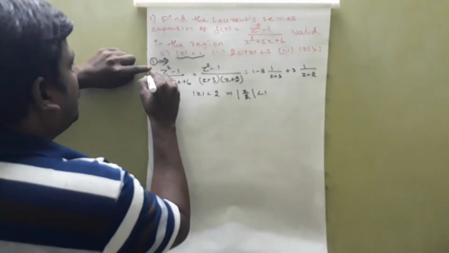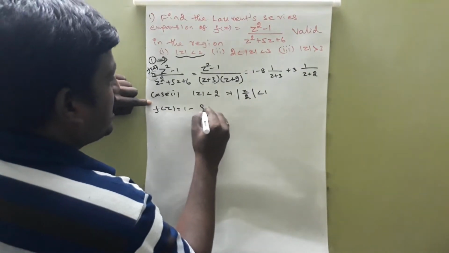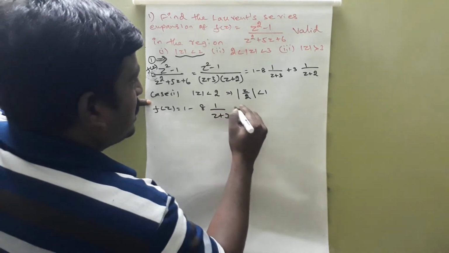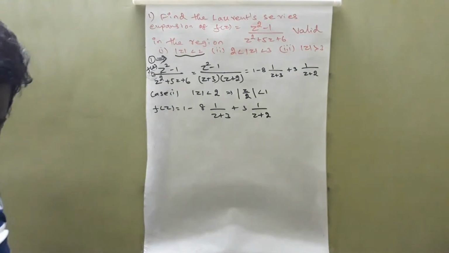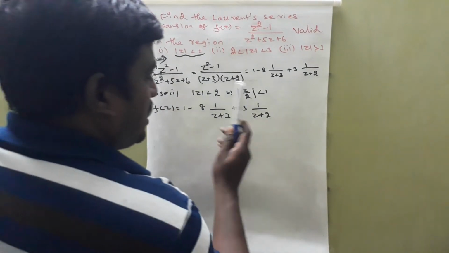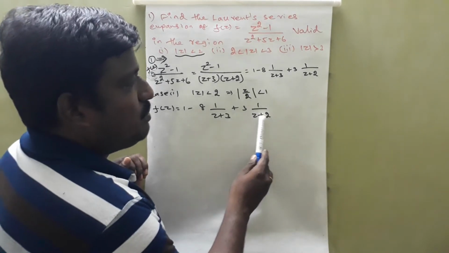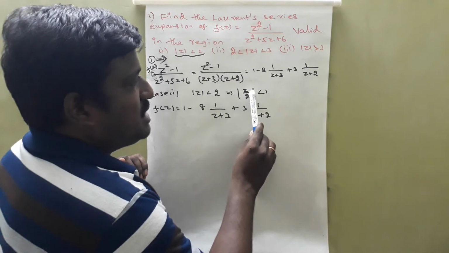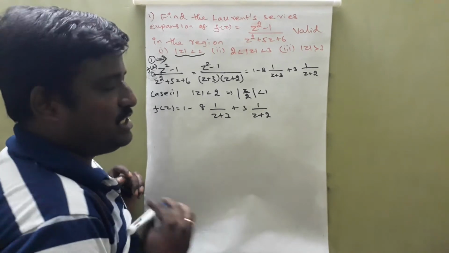What is my function f of z? My f of z equals, directly I can write this, 1 minus 8 into 1 by z plus 3 plus 3 into 1 by z plus 2. So I have the condition z by 2 less than 1. I can apply the condition for this term. If I take the 2 outside, I will get 1 plus z by 2. Then I can apply this condition for this term. But for this term, I need a condition.